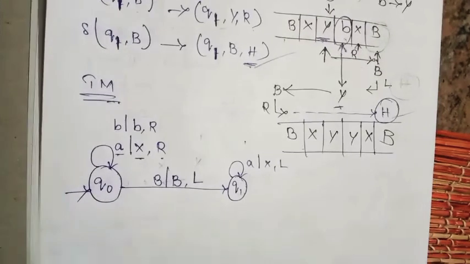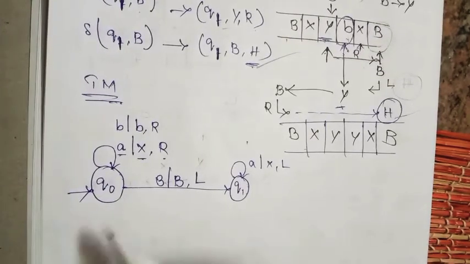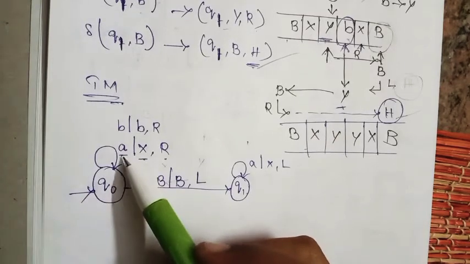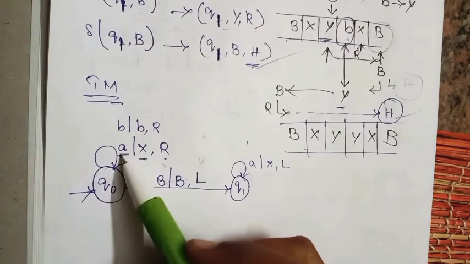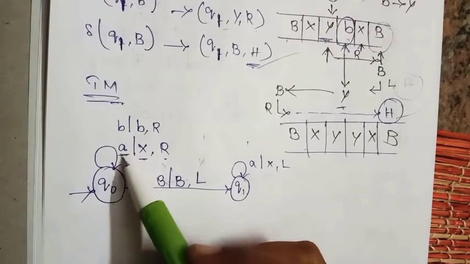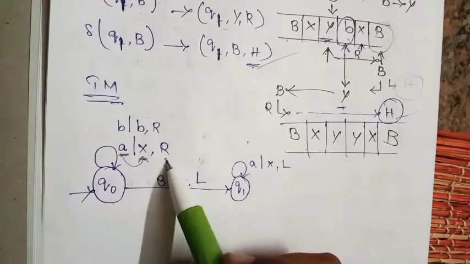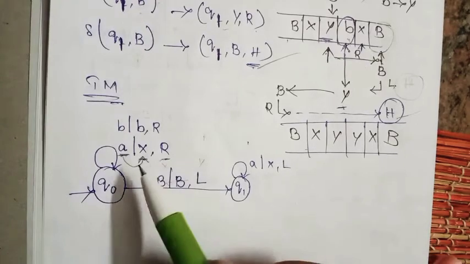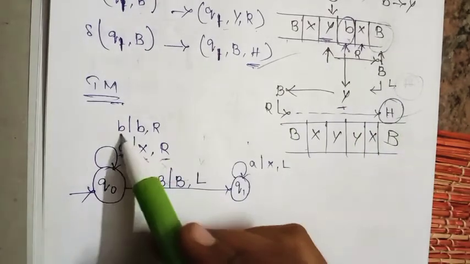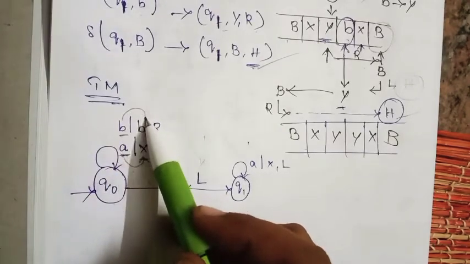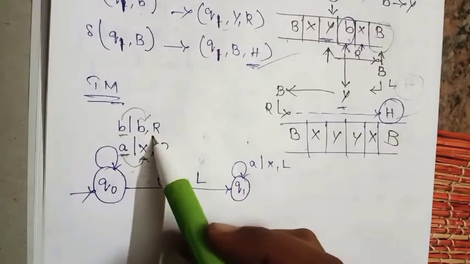So now come to the Turing machine. In the Turing machine, this is the Q0, this is the initial state, and we are reading the input symbol A and we are changing this A into this X. So again we are moving to the right. After A we are reading the input symbol B. There is no change in the operation and writing the B as it is, and we are moving to the right side.